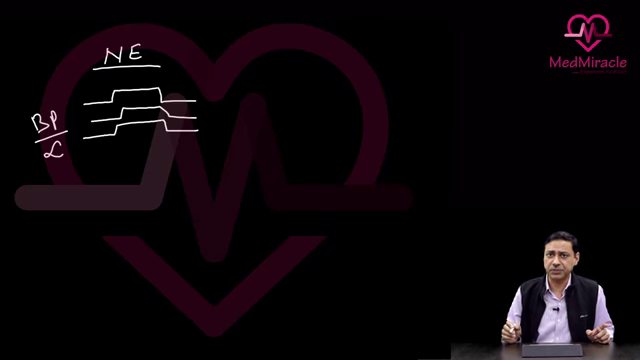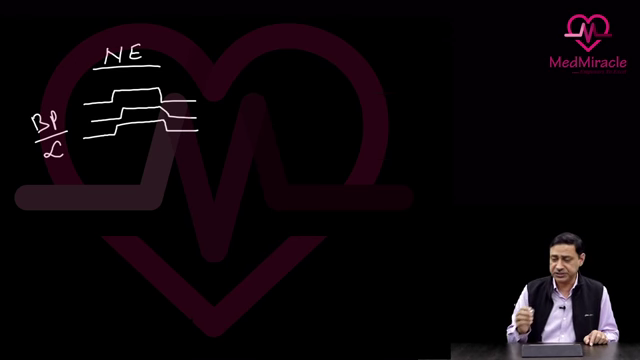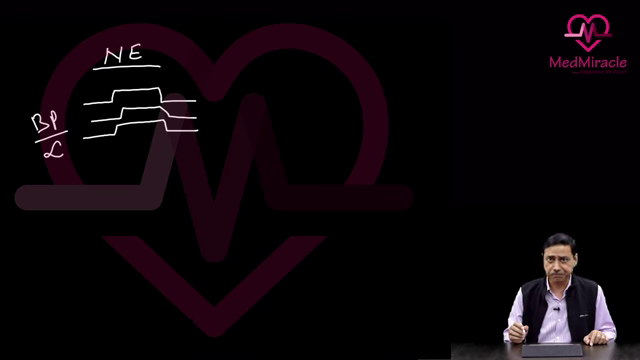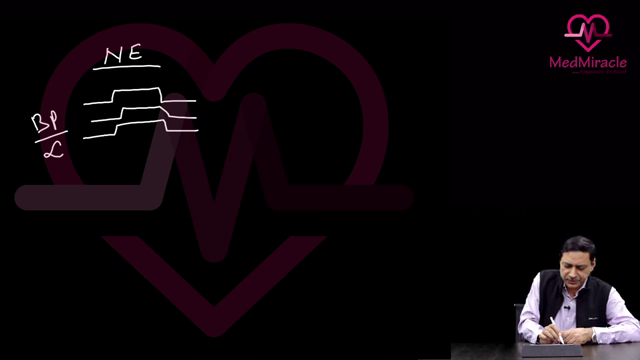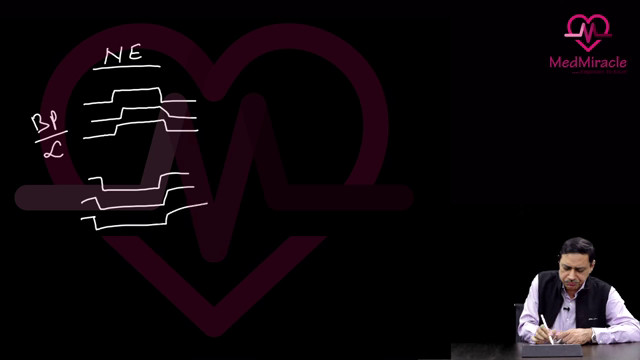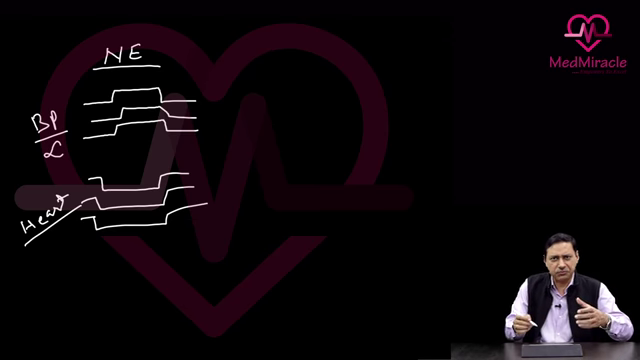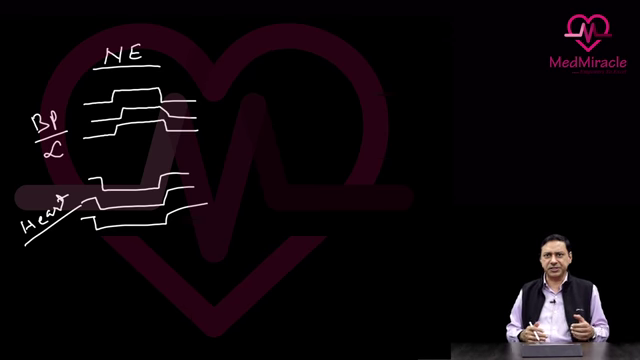So which action will predominate? Direct stimulatory action through beta 1 receptor or indirect action through baroreflex? Indirect action will predominate. Therefore, heart rate low, stroke volume low, cardiac output low. The heart is inhibited. Heart rate, stroke volume, every modality of the heart is inhibited.